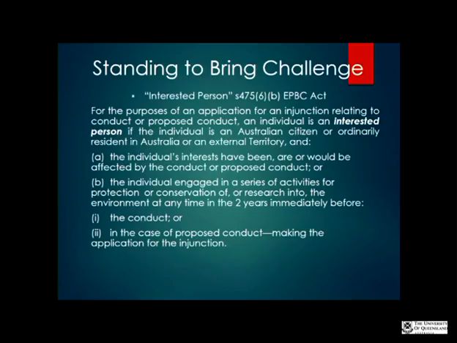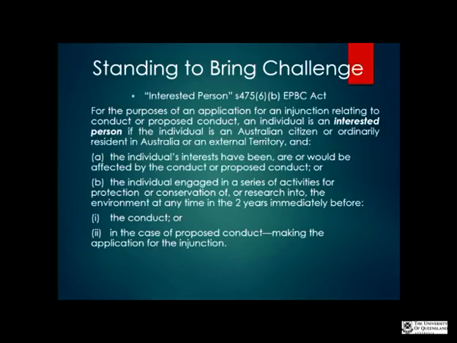Who can challenge? Well, the EPBC Act talks about these things known as interested persons. So an interested person under the EPBC Act is someone who is an individual. They have to be an Australian citizen or an ordinary resident, either whose interests are going to be affected by the proposal, or someone who's been engaging in activities for the protection or conservation of research for at least 2 years. If so, they can go and make an application for an injunction, or they can bring an appeal to challenge the decision.